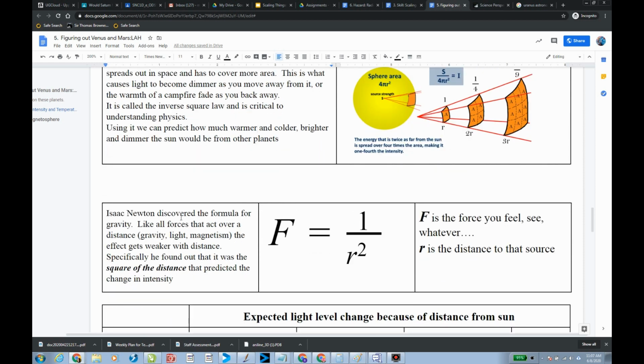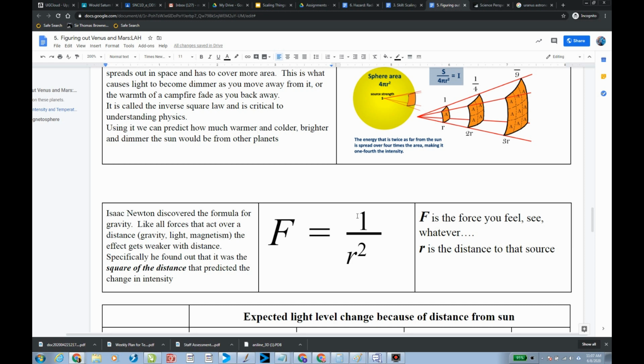Isaac Newton discovered the formula. I don't know if he discovered it. It was like, look what I found under this rock. It's a formula, and he came up with a formula that's really simple. The force, or if it's light we'd call it the intensity, changes by the inverse square of the distance.